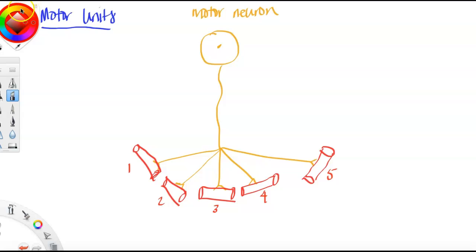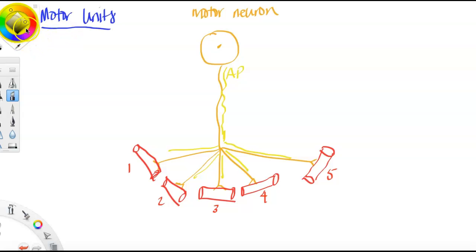So if we have an action potential that comes down the axon, where does it go? Well, it goes to all of them. It doesn't pick one, it goes to all of them equally. So all of the fibers are affected by the action potential.